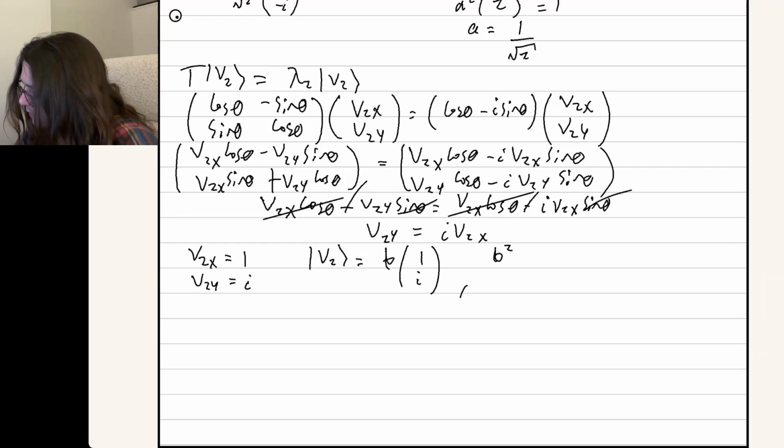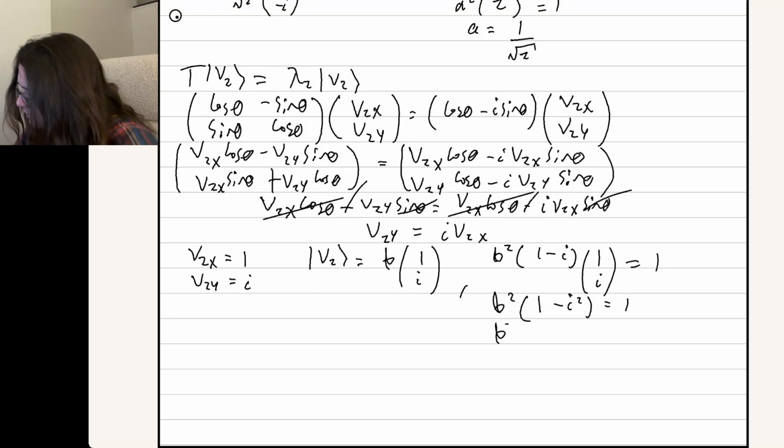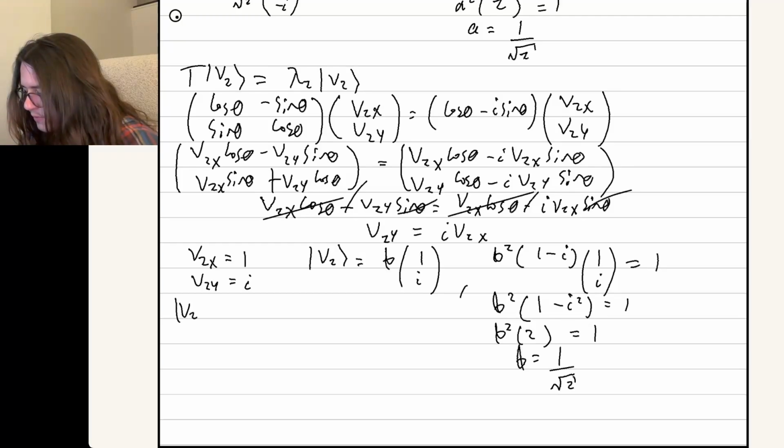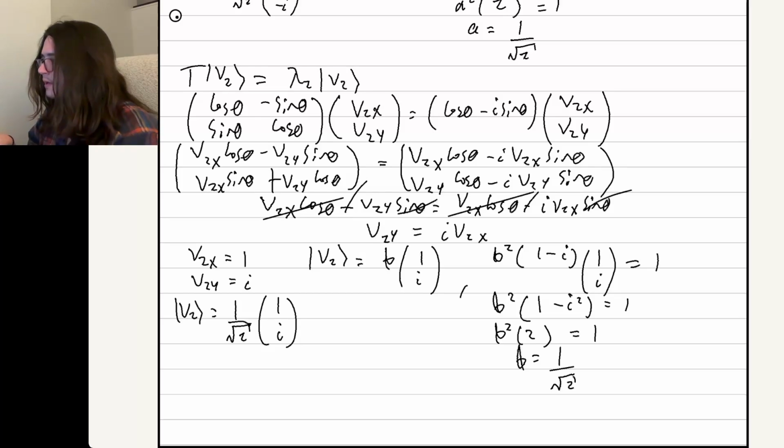So b squared times 1, minus i, 1, i equals 1, b squared times 1 minus i squared equals 1, and so that's just 2 in there again, so we get that b is 1 over root 2. So we found that the eigenvector v2 is just 1 over root 2 times 1, i. Great.